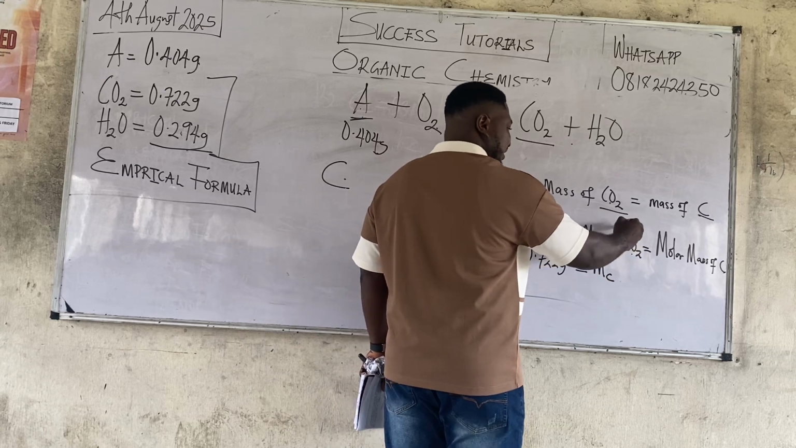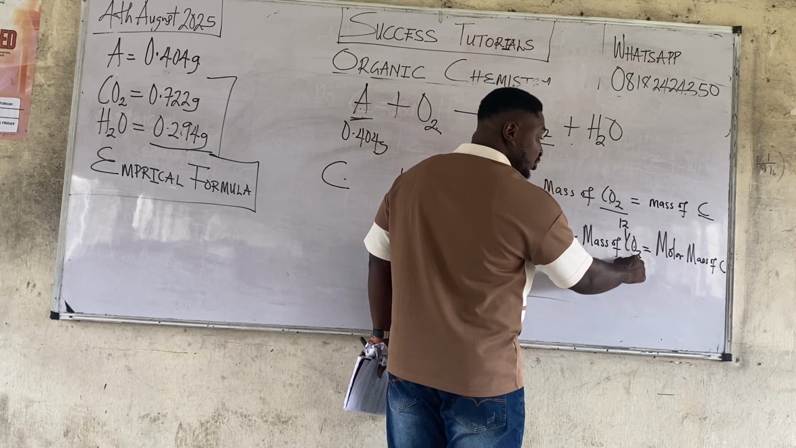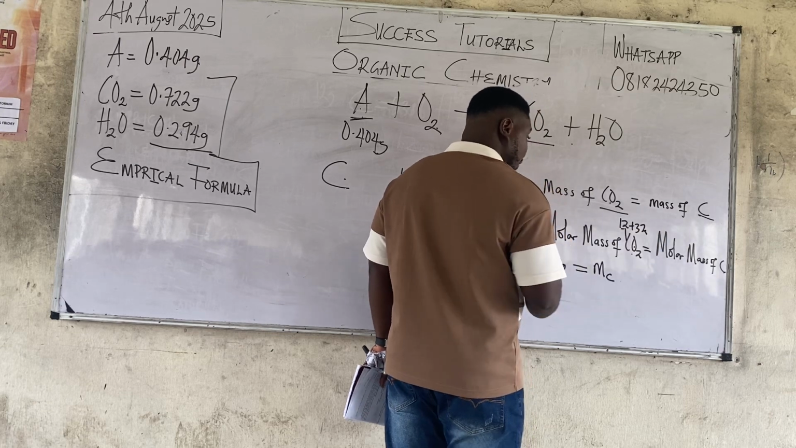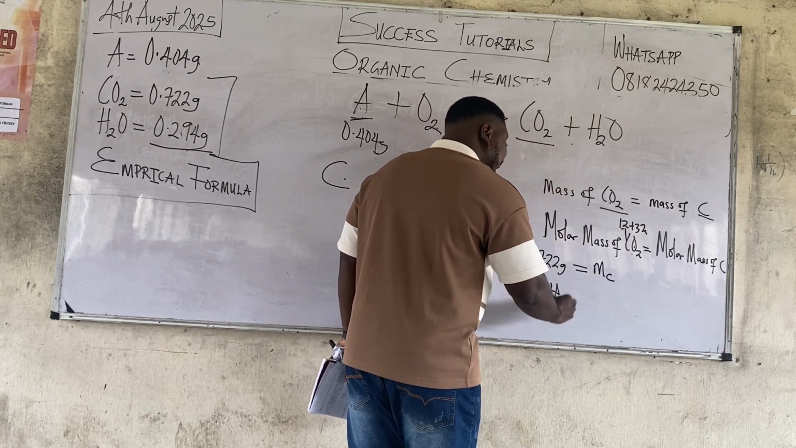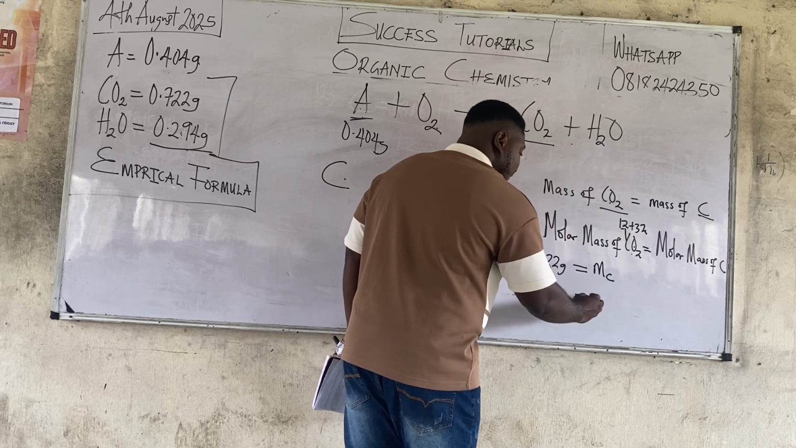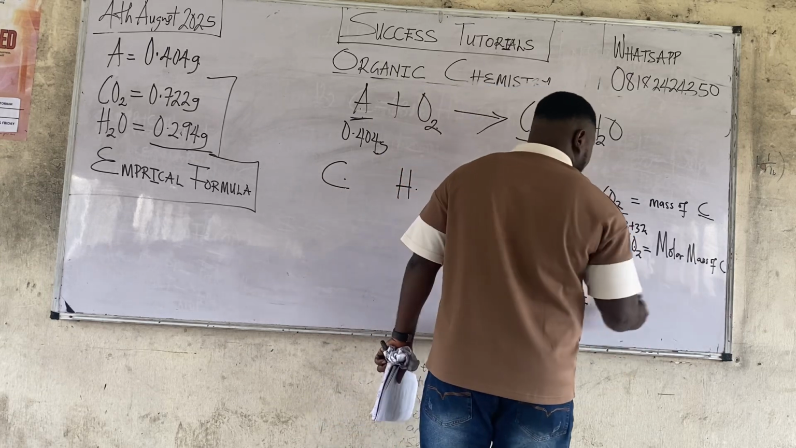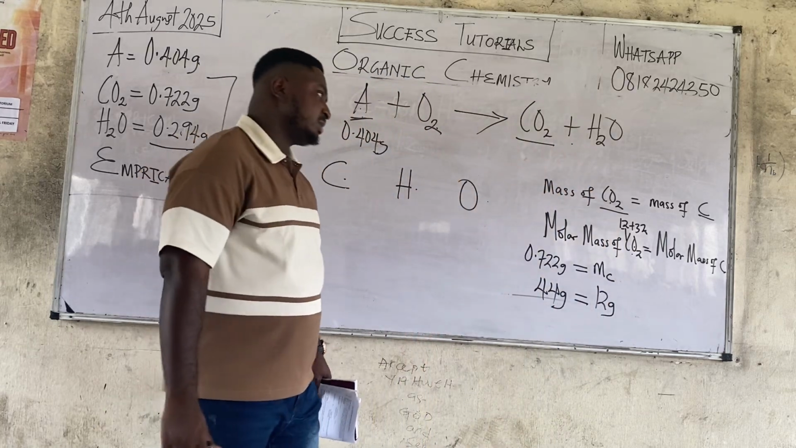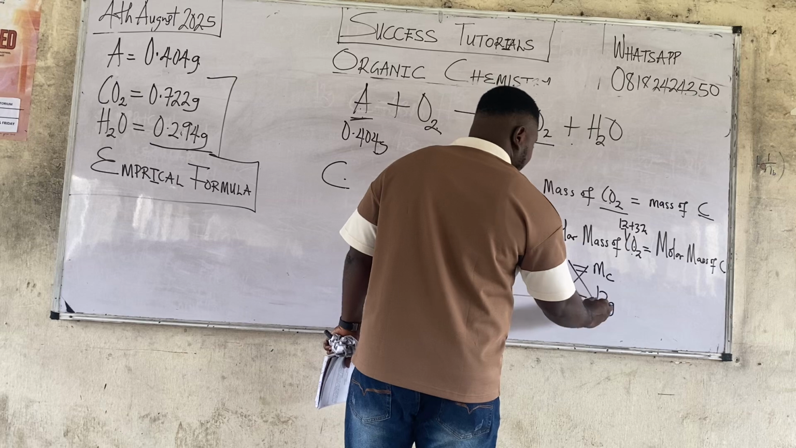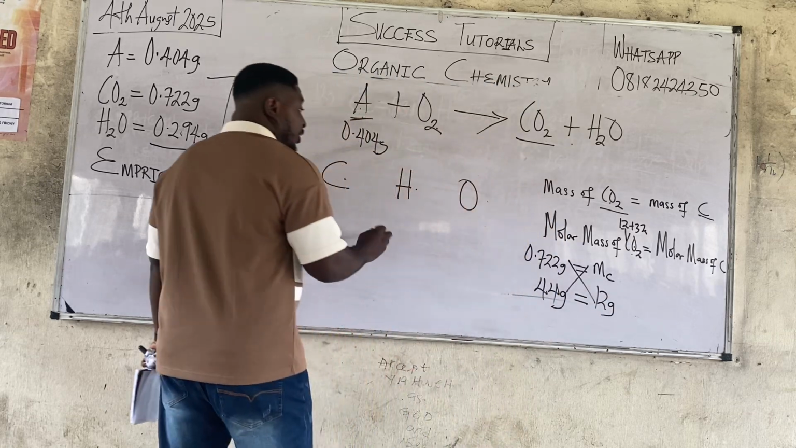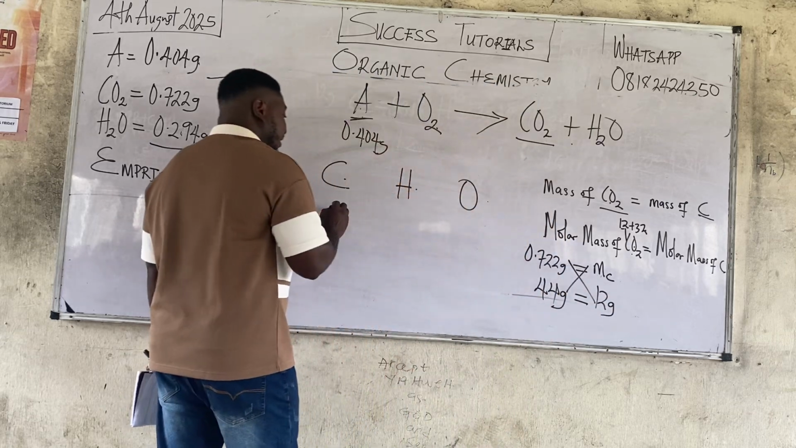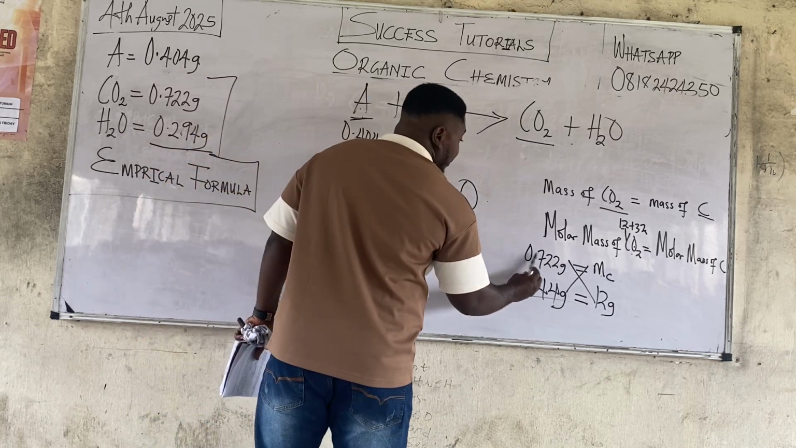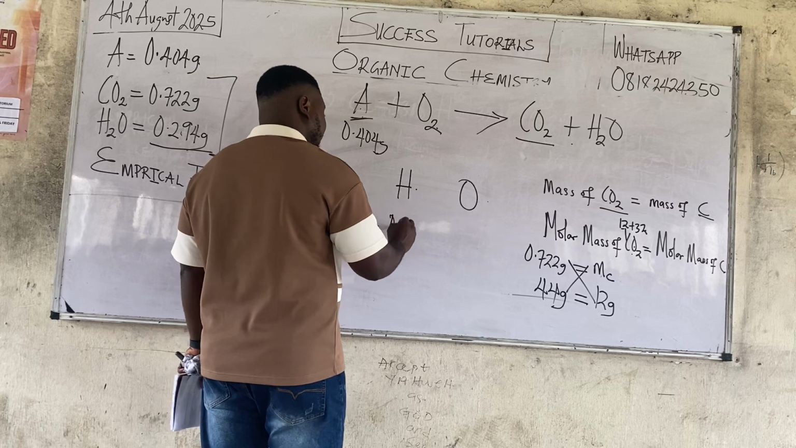What is the molar mass of CO2? C is 12, right? O is 16, but 16 is occurring twice, O2, 16 times 2. What's 12 plus 32? So on this side, we have a molar mass of CO2 of 44. What is the molar mass of carbon? 12. Let us cross multiply. So we're going to have 44 times MC, which is 44 MC, equals 0.722 times 12.